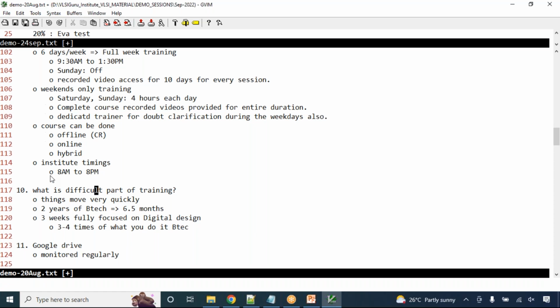And what is the generally difficult part of the training? If you ask me, in this whole process, what is going to be difficult is things move very quickly. By the time you realize that you've started with that one topic, and probably that topic will be completed also. I mean, a simple analogy here itself I've written, like whatever you are going to learn for almost like 2 years of your BTech subjects, 1.5 to 2 years, like 3 to 4 semesters is what you're going to learn in 6.5 months.